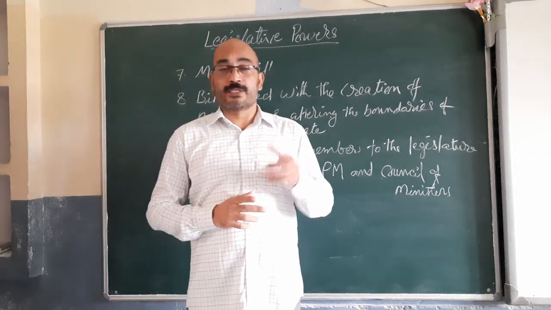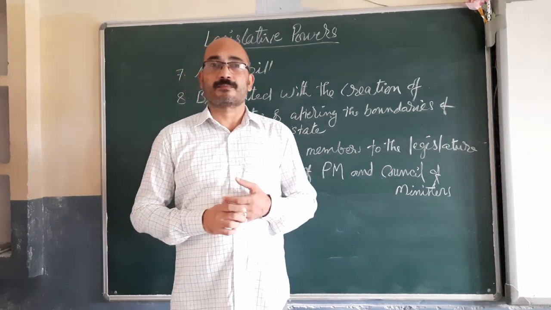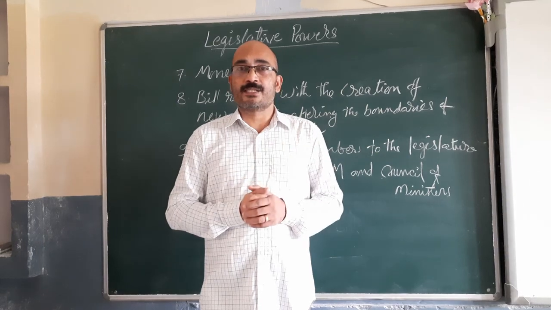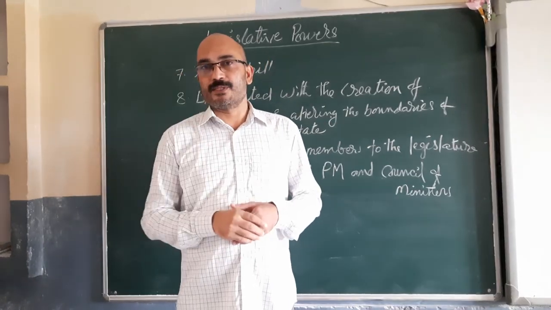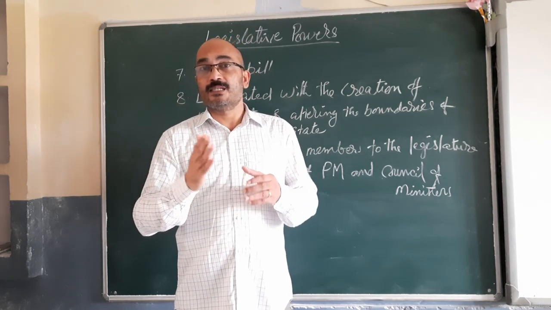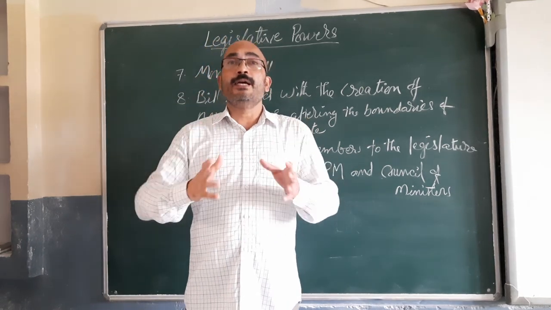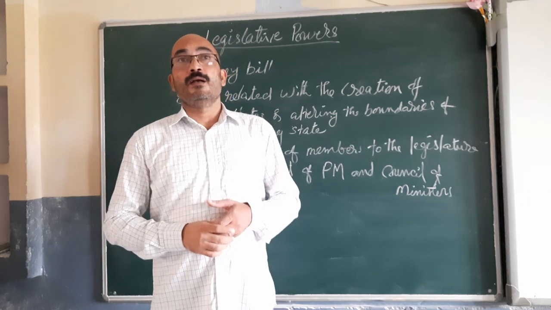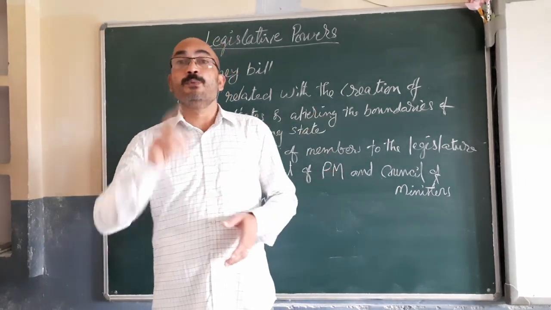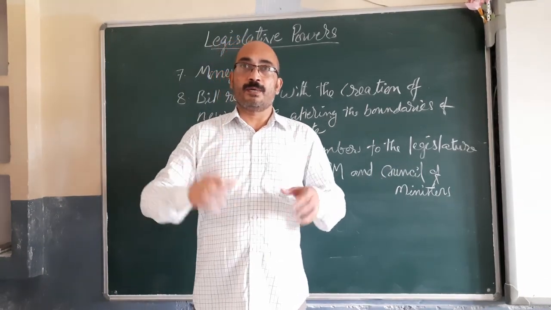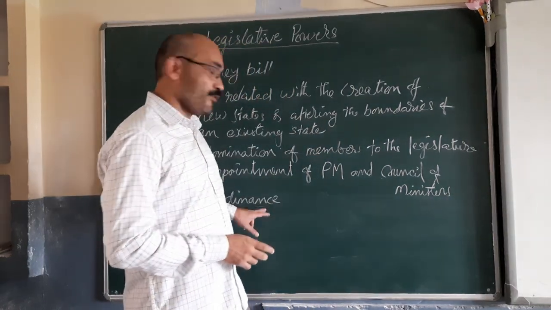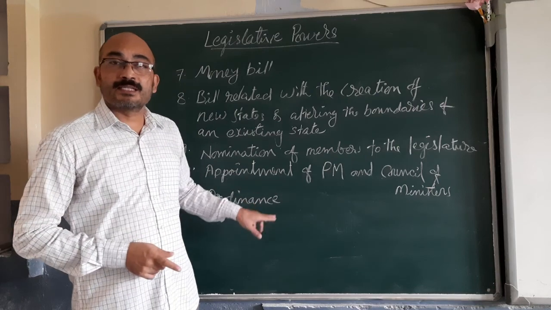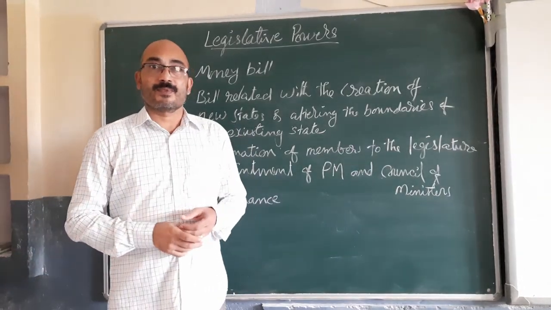Why is it 6 months? Because when we were learning the sessions, we saw there should be a minimum of 2 sessions a year. And what should be the interval between these 2 sessions? It should not be more than 6 months. The gap between 2 sessions shall not exceed 6 months. So after the promulgation of an ordinance, within 6 months there shall be the next session. In the next session, the matter of the ordinance should be discussed. The members of Lok Sabha and Rajya Sabha must discuss and debate the matter, and put it to vote. And if this ordinance gets majority support, then it becomes a law.